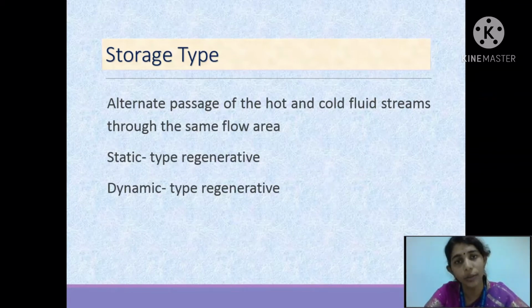Next, when the cold fluid flows through the matrix, it will pick up the heat that is stored in the porous matrix. It will get heated and it comes out at a higher temperature. So this is a storage type. The difference between this and the previous direct transfer is, in the previous case, the fluids were flowing simultaneously, whereas in this case, there is only alternate flow of the fluid. So there are two categories: one is the static type regenerative and the other is the dynamic type regenerative.